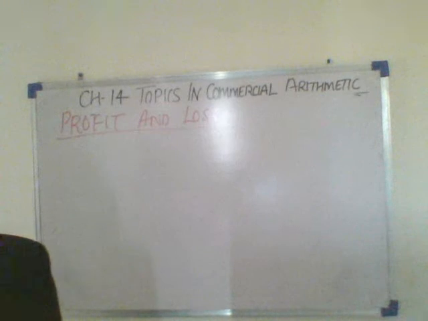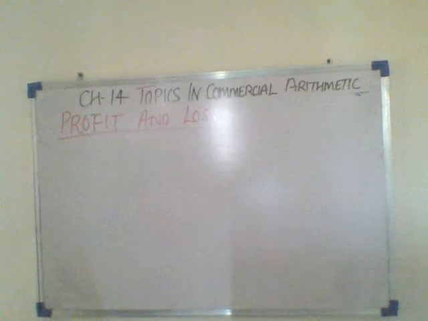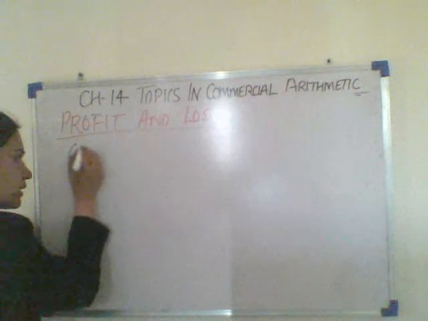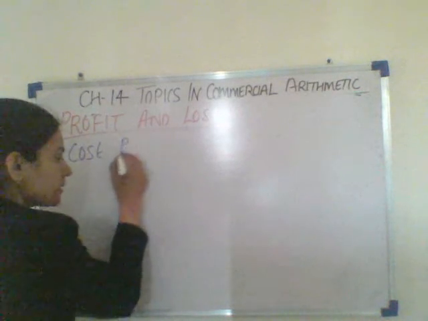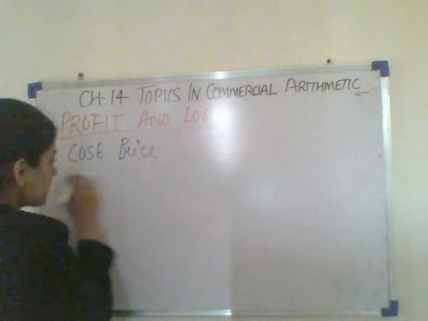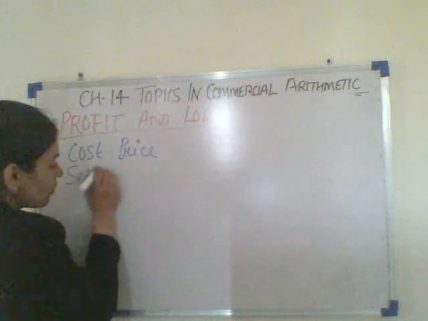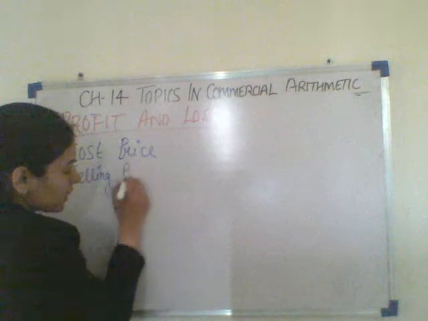A shopkeeper bought a mobile for rupees 2,800 and sold it for 3,100. Did he earn or lose the money? Like this question, before answering this, we must know two terms. First is the cost price and the other is the selling price. You must know these two things.